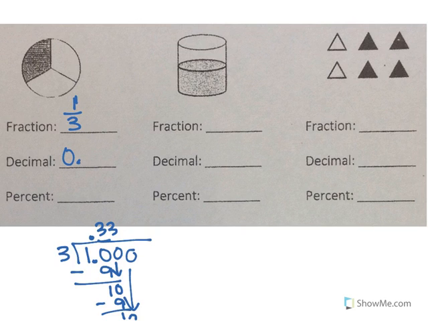So what I'm going to do for my decimal is I'm just going to put 0.3 with a bar over the 3 to show that it's a repeating decimal. So this is 3/10 with a repeating decimal.